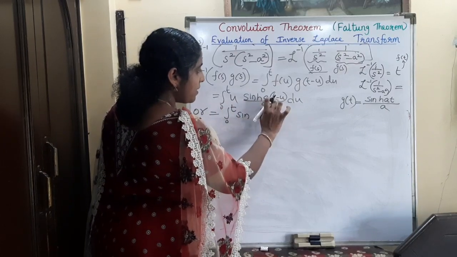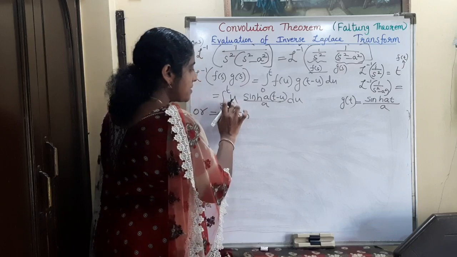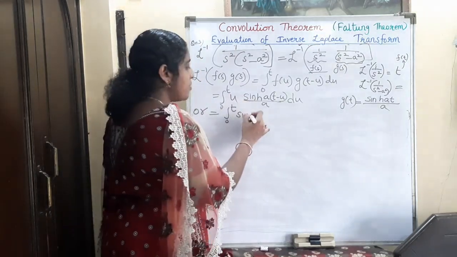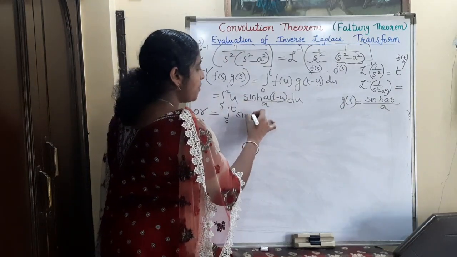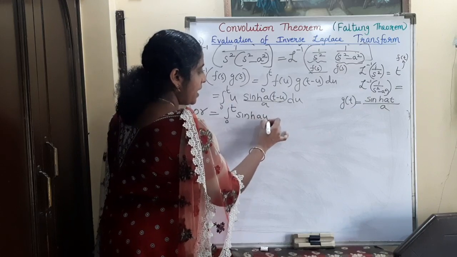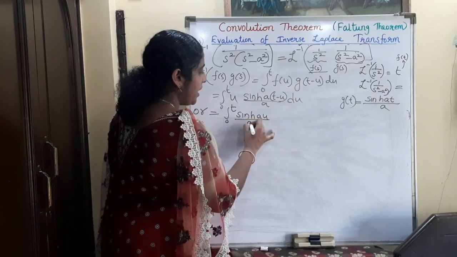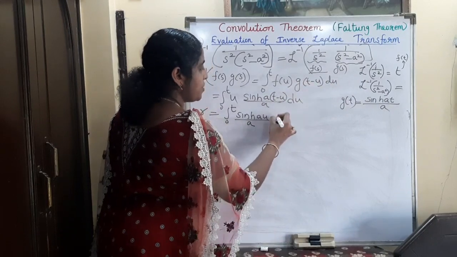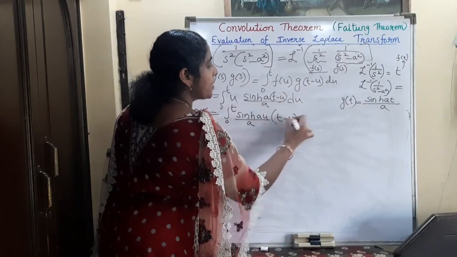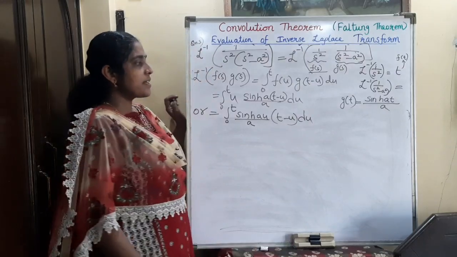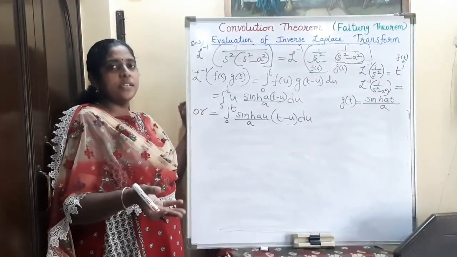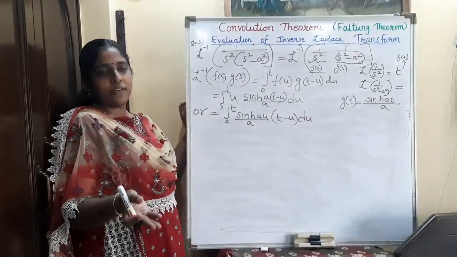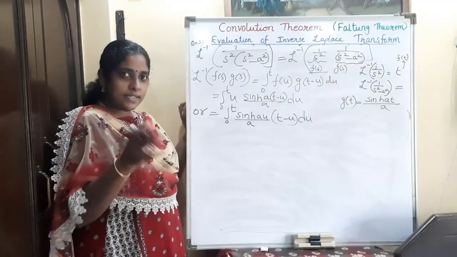Instead of shifting here, we can substitute the shifting for this term also. That is, we can write it as g of u, that is sin(au)/a, into f of t minus u, that is t minus u, du. So that is, convolution of f, g and g, f are both the same. I have already explained it at the beginning.